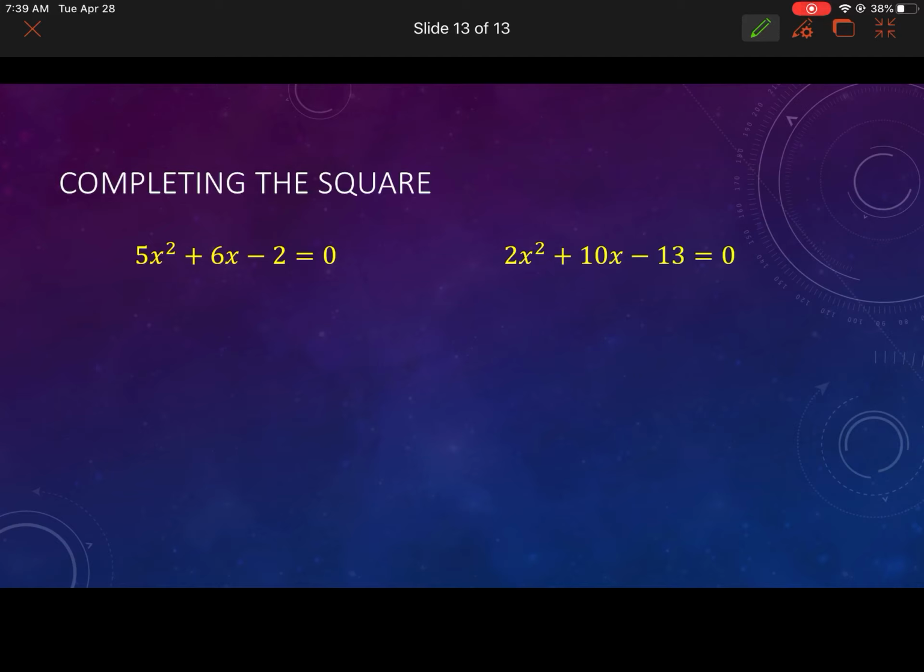Okay, so here's 2 for you to try. So go ahead and pause this and see if you can do these on your own before we move forward.